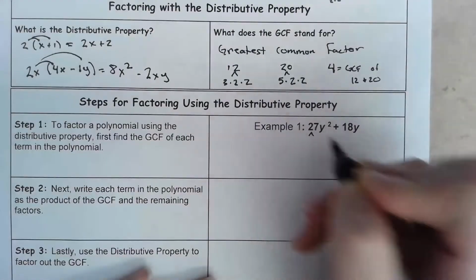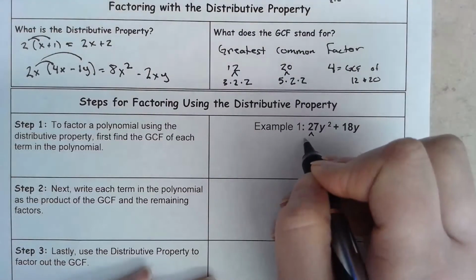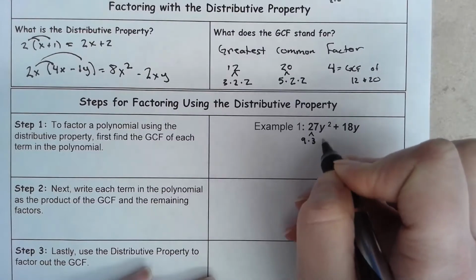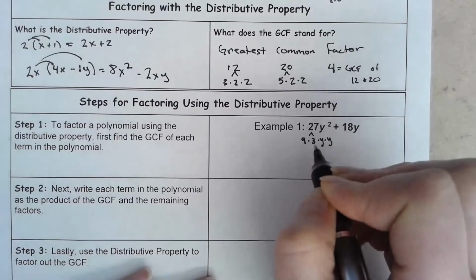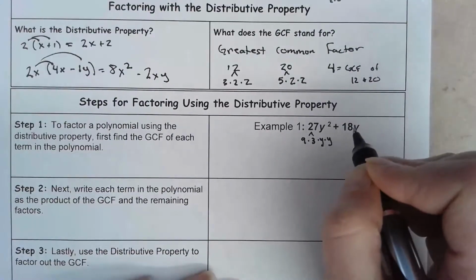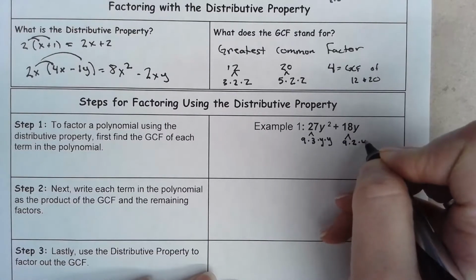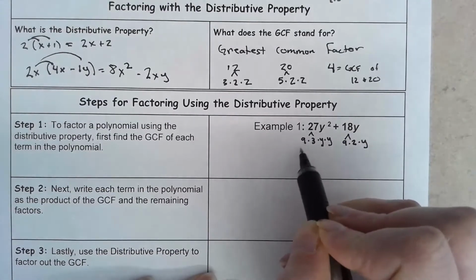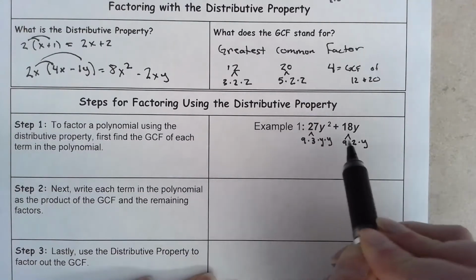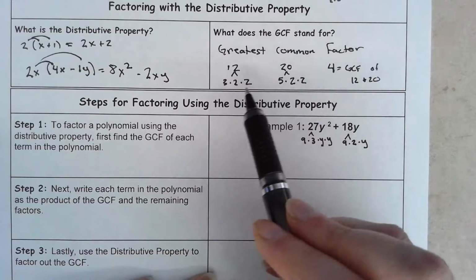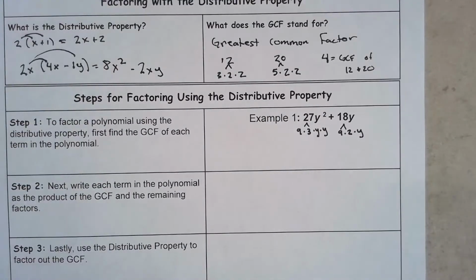So let's look at 27y squared. 27 is 9 times 3. We got 2 y's real quick. And then 9 times 3 we could break down. I'm going to pause because I already know 18 is 9 times 2. So I could break this down to 3, 3, and 3, 3, but I already know that they both have a 9 in common. So sometimes we don't want to go all the way to the primes. Maybe we want to stop before then.